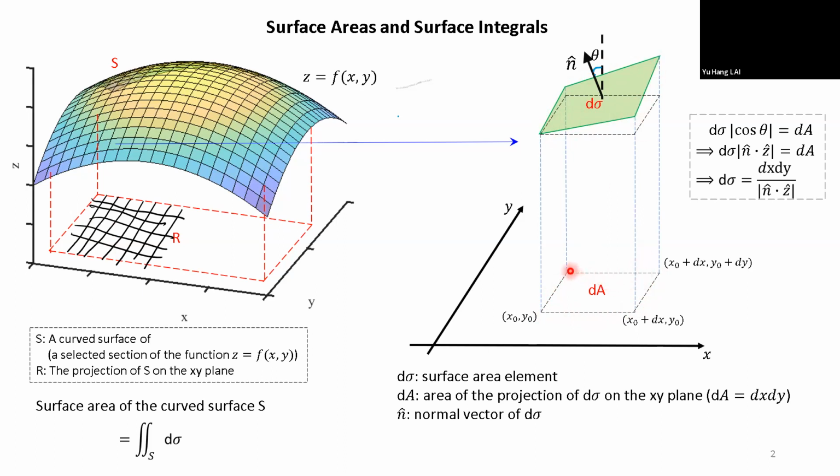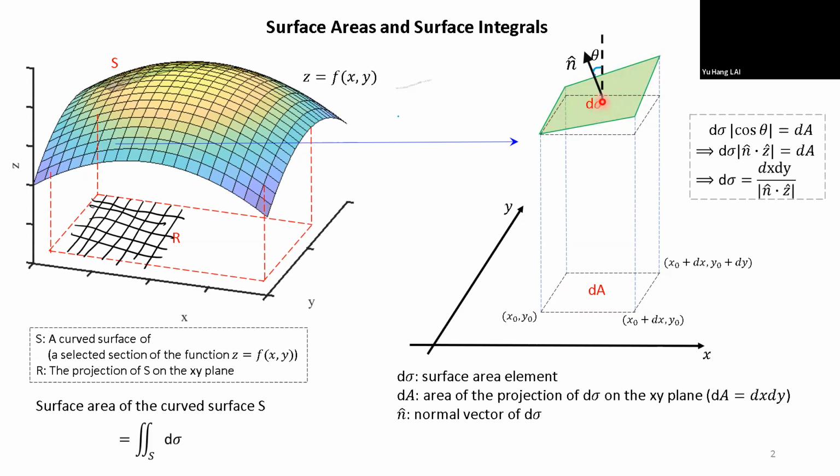So look at the projection. Suppose the length of this projection area is dx, and this width is dy. So this dA is just dx dy, the area. But what we care about is not this one. What we care about is what's up there. I care about the area of this element here, which we call d sigma.